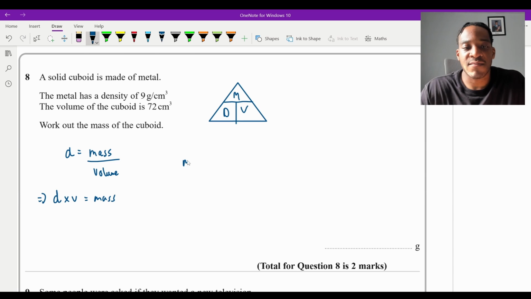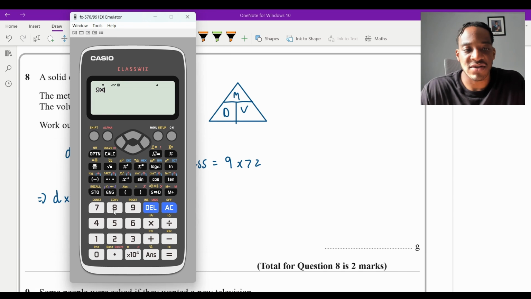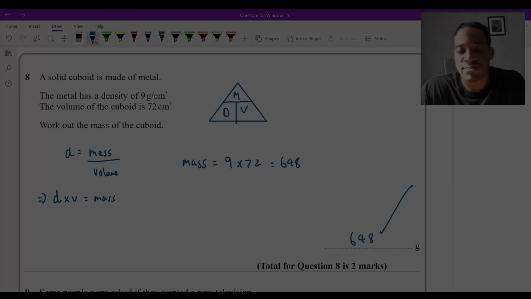So what we can say is that the mass in our case is going to be equal to the density, which they told us is 9 grams per centimeter cubed, and the volume is 72. So I'm going to do 9 times 72, and I'll put this into my calculator. This is going to be 648. So the answer is just 648 grams. And that's it. That's question 8 finished.